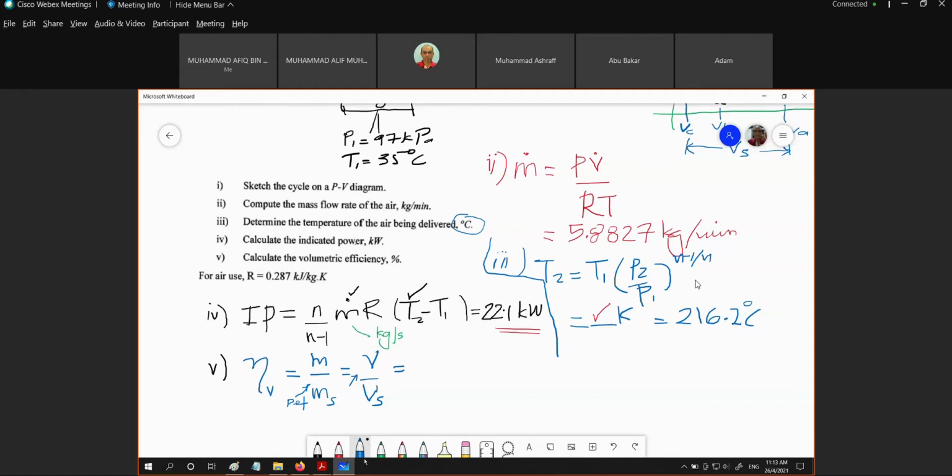Formula please, formula. VA minus VD over VS, times P1 over P, T, T4.